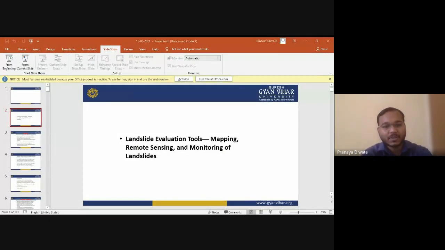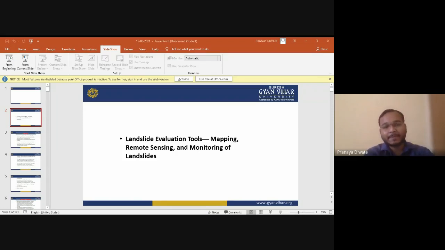This is Dr. Pranay Devte, and today we are going to study the landslide evaluation tool, which is a part of your second unit for the geoinformatics in geohazard paper for the MSc geoinformatics course, second semester.